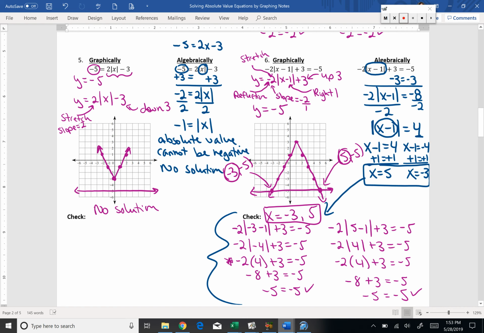Okay? So you have the rest of the time today. You have a packet that looks a lot like this sheet. There are 12 problems. You already did the graphing on there. So now your objective today is to finish off with the algebraic piece.